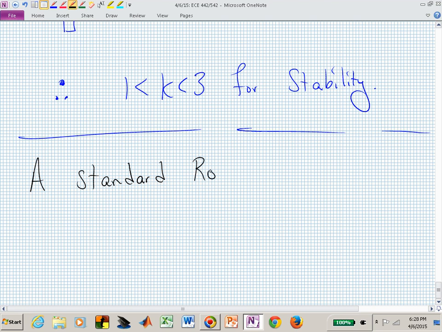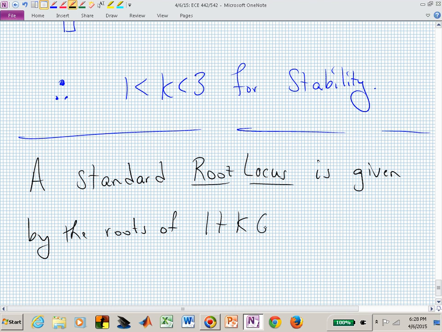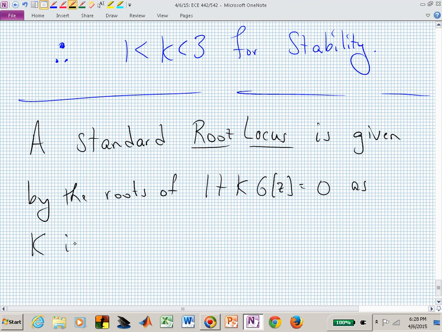A standard root locus is given by the roots of 1 plus k g of z equaling 0 as k is increased from 0 up to infinity.